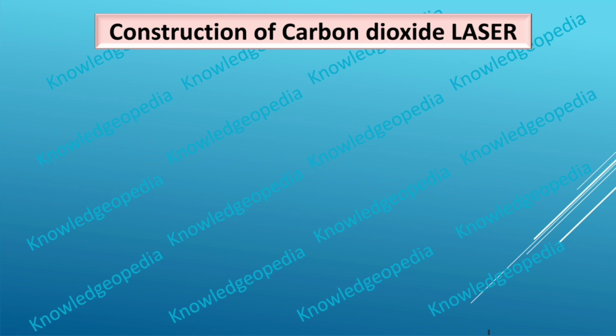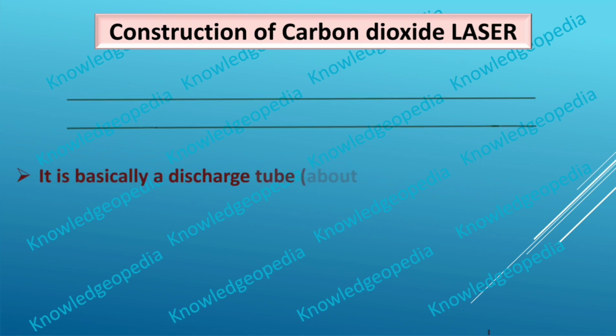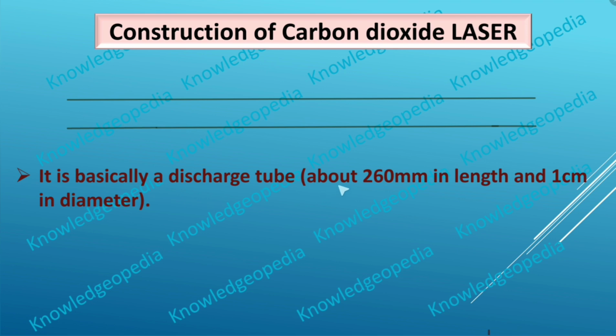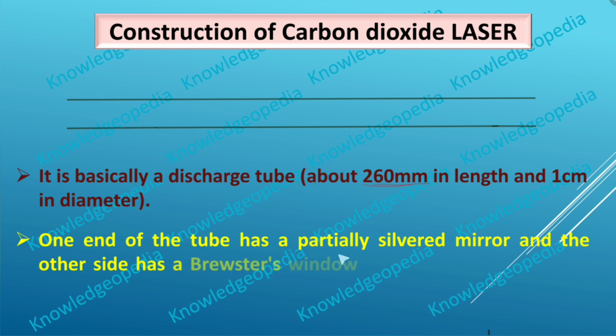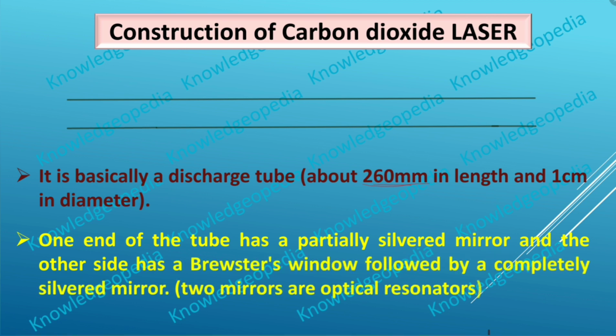Now coming to the construction of carbon dioxide laser, it is basically a discharge tube which is about 260 millimeter in length and 1 centimeter in diameter. So this is a discharge tube whose length is about 260 mm and whose diameter is around 1 centimeter. One end of this tube has a partially silvered mirror and the other side has a Brewster's window followed by a completely silvered mirror.